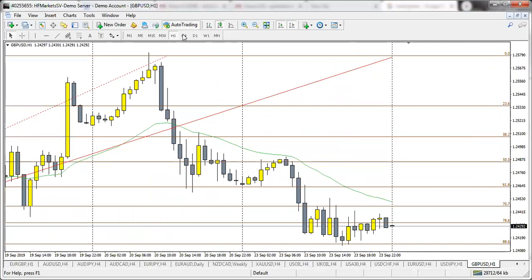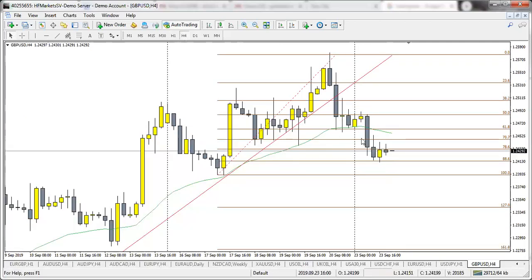If I want to take this trade based on what I've seen here, the only reason I might not just take it is that 78.6 is not a very key level. I would have loved it more if it was on 88.6 or 61.8.